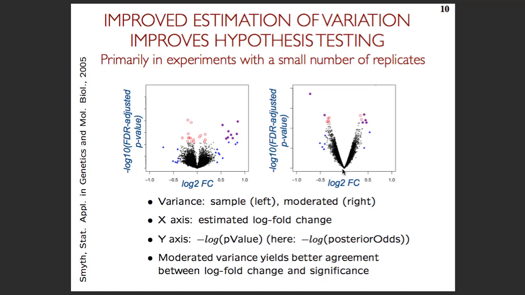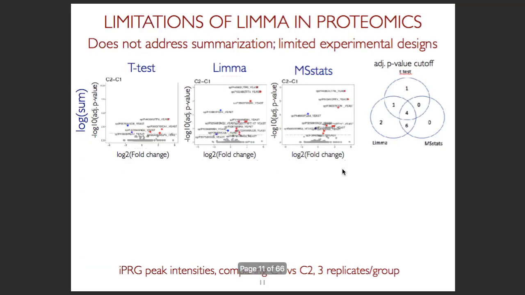And what we have in mass spectrometry a lot is multiple features per protein, missing values, and outliers, which was not to the same extent present in microarrays or in RNA-seq. And this is just an illustration. This is our iPRG dataset, which we worked with yesterday. So here we compare condition 1 to condition 2 with 3 replicates per group. And what this panel is doing, we take all the peak intensities on the original scale, take the sum, then take the log, and look at the t-test versus LIMMA versus the approach by MSstats.